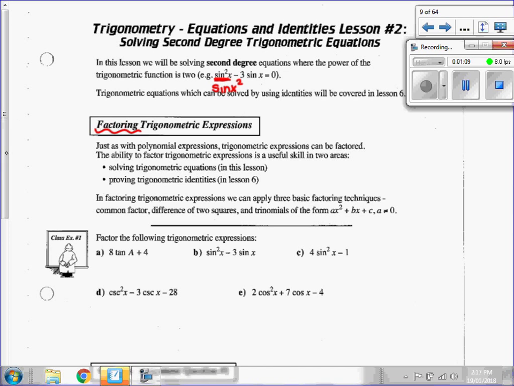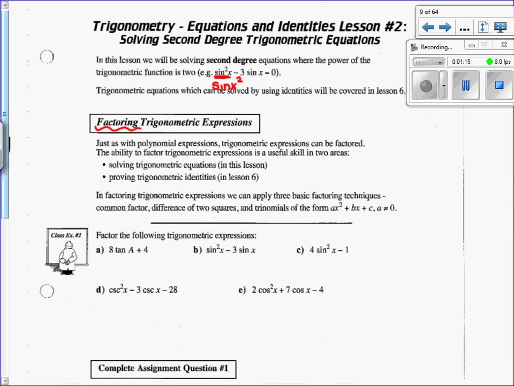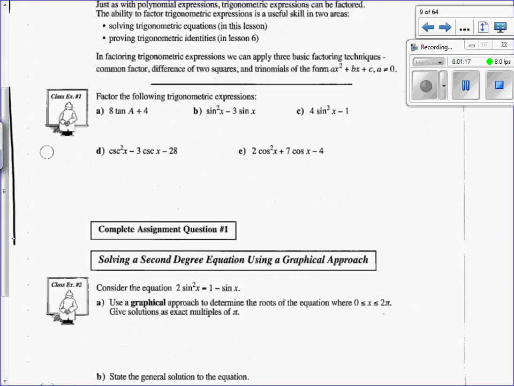In factoring trig expressions, you just apply the 3 basic factoring techniques where you factor out a common factor. You may see some differences of squares, and you may see trinomials like this that you have to factor. So for a quick review, let's see how we would do that in each of these cases where we have trig expressions as a part of the factoring process.